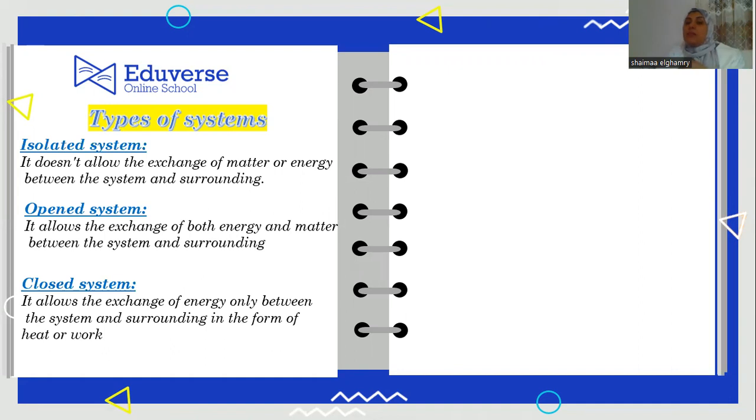An example of the isolated system is the calorimeter that we are going to talk about later. The open system is like a hot cup of tea: when it evaporates, it exchanges energy with the surroundings and also exchanges matter with the surroundings. The closed system is such as the thermometer. The thermometer doesn't allow the exchange of matter, but allows the exchange of energy with the surroundings.